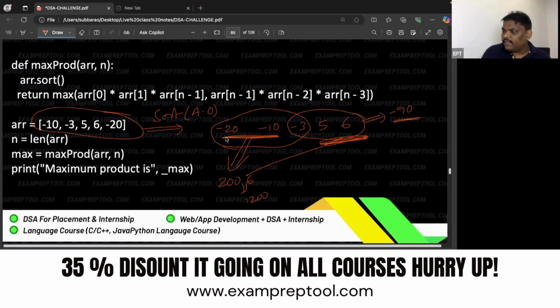Some people are asking, sir, why can't I take the 3 negative numbers? Then finally you will get a negative. Don't take 3 negative numbers. Take the 2 small people and one maximum. So 1200. If you are lucky and there is no negative, taking all maximums will be the answer. If there are no negatives in the given problem, the 3 maximum people are the answer.